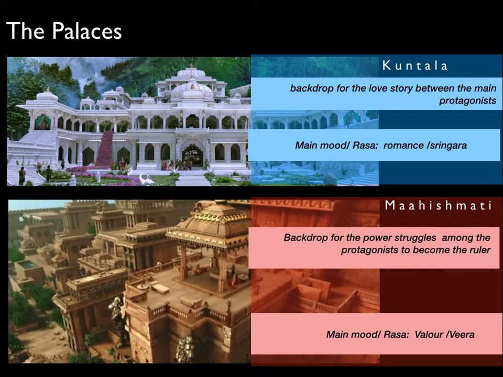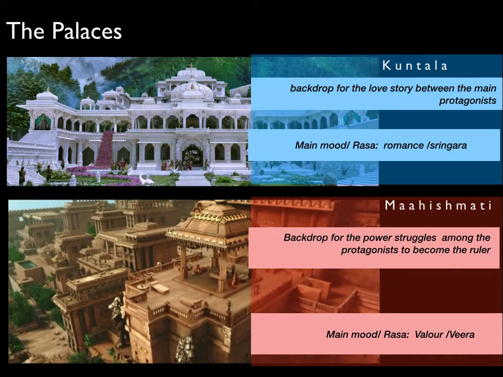The palaces. Mahishmati is the imperial capital. The rulers of Mahishmati control a vast empire. The struggle to control this empire between two cousins forms the bulk of the story. The theme is Veera or valor. Kuntala is a small scenic kingdom at the border of Mahishmati. One of the cousins, Amarendra Mahabali, falls in love with the princess of Kuntala.